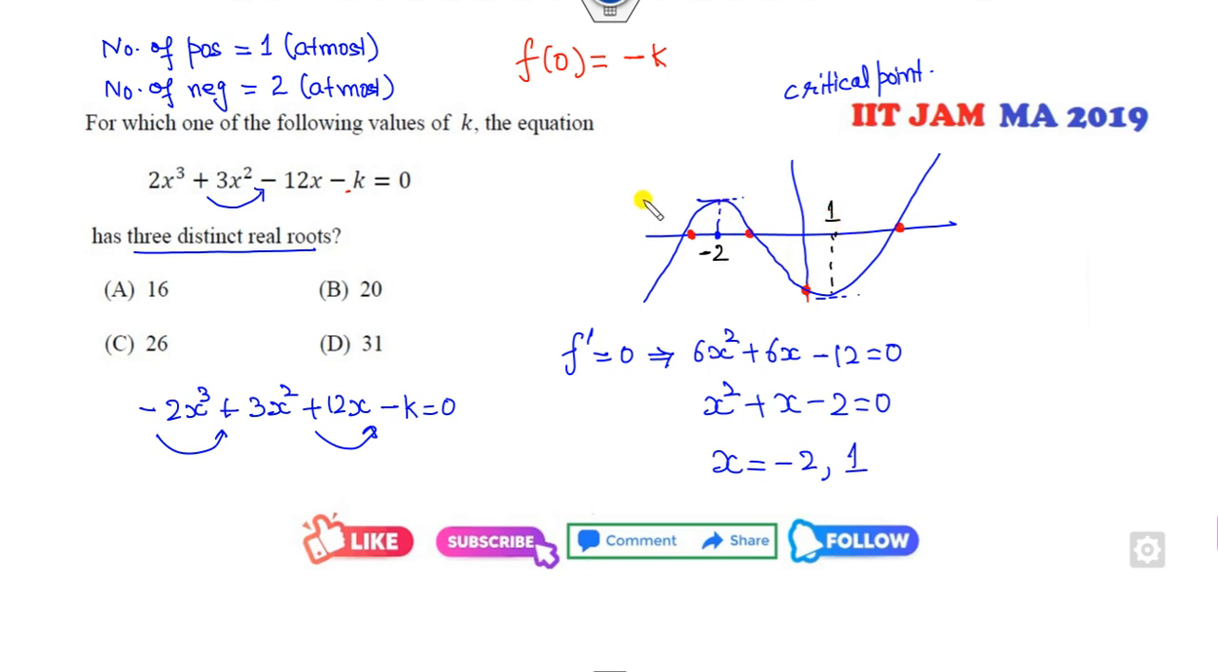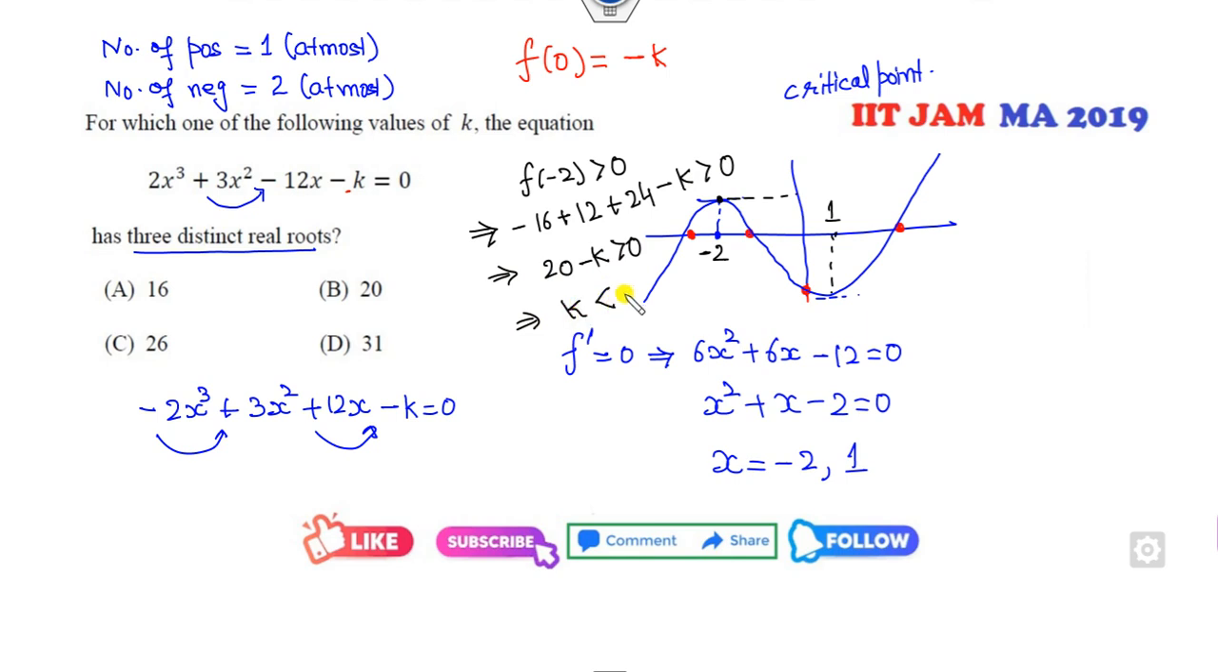Now what is f of minus 2? From the graph we can clearly say f of minus 2 is positive. So if I substitute here, it will be 16 plus 4 plus 24 minus k is greater than 0. So that means 20 minus k is greater than 0. So that means k should be strictly less than 20, that means 16 is the right answer of this problem, because f of minus 2 is strictly greater than 0.